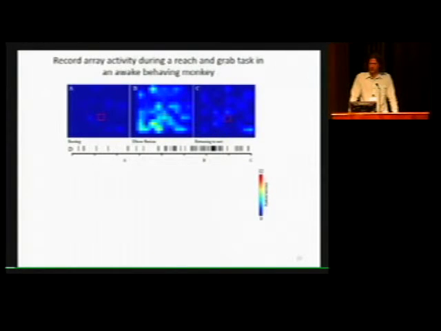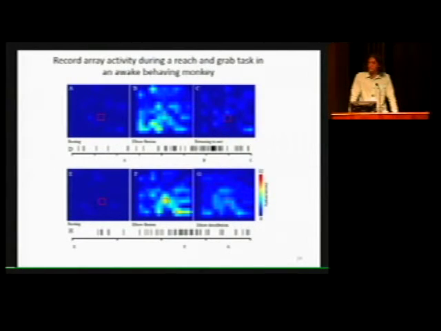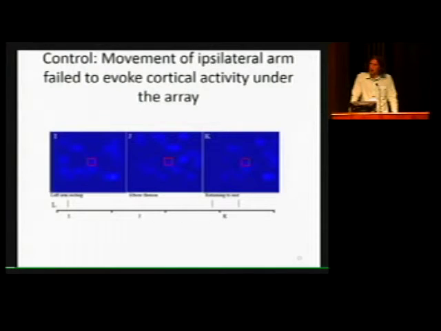And this is also showing you the activity before the movement and after, and you can see that the array is relatively quiet. And this is consistent from one trial to another. You can see on the bottom a second reach and grab trial, and they look pretty similar. If, on the other hand, the monkey reached out with the other hand, the ipsilateral hand, the array remained quiet.